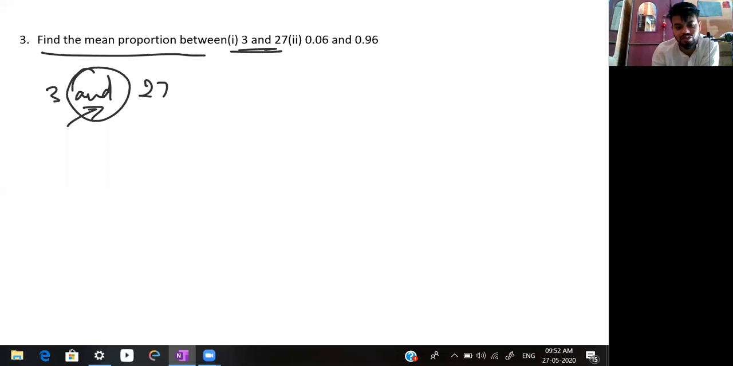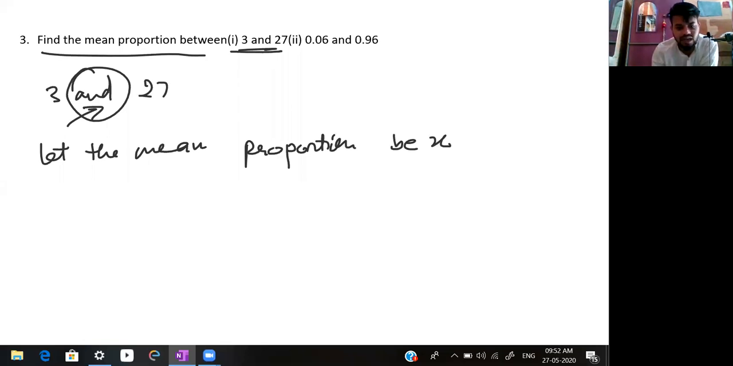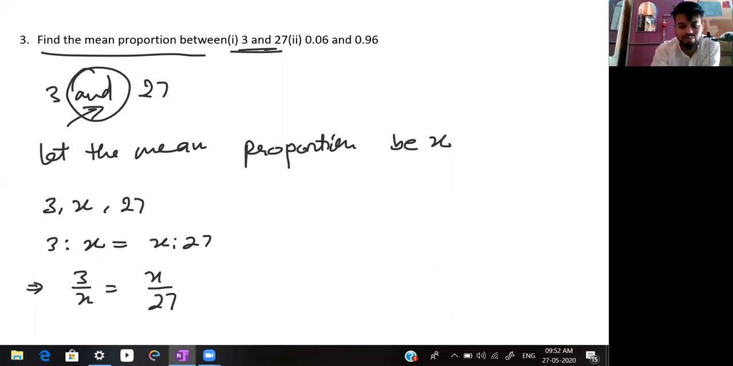So let us assume, let the mean proportion be x. Then the terms are 3, x and 27, and they are in continued proportion. And if they are in continued proportion, can we write like this: 3 ratio x is equal to x ratio 27. Children, is it clear? So we can now write them in fraction: 3 upon x is equal to x upon 27, and solve it further.